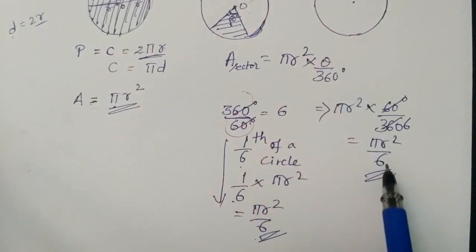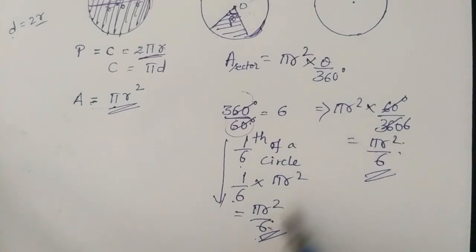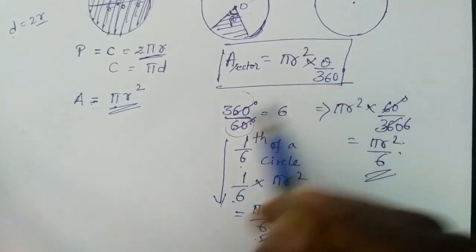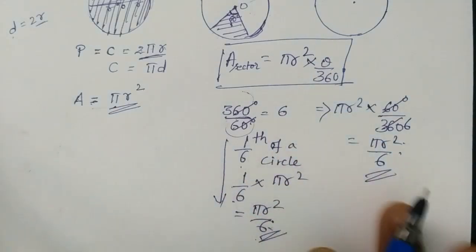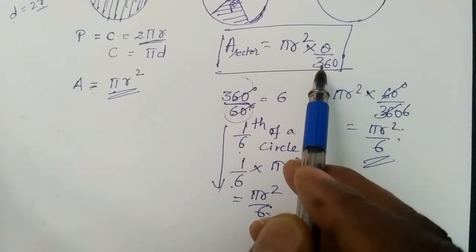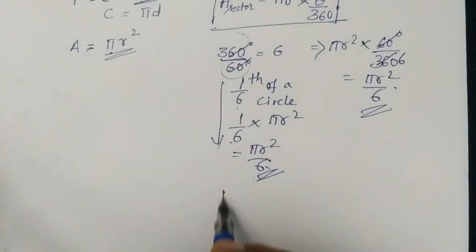In the general formula also we get the same answer. By this we come to one conclusion, that is, area of a sector is pi r square into theta by 360. Now, the perimeter of this sector.